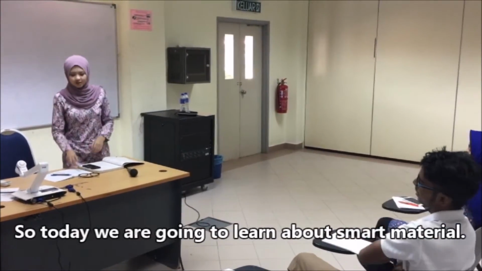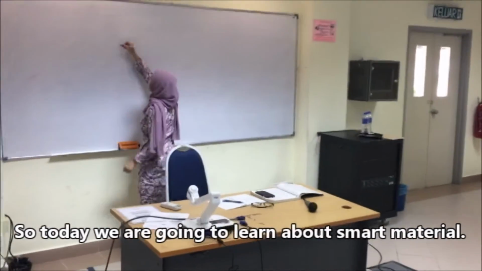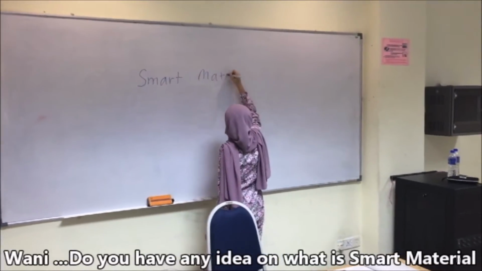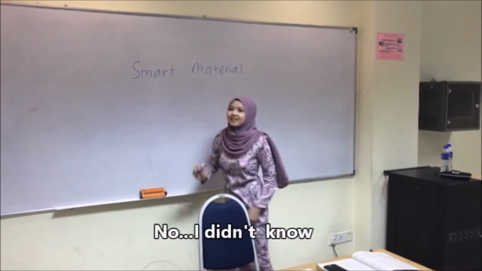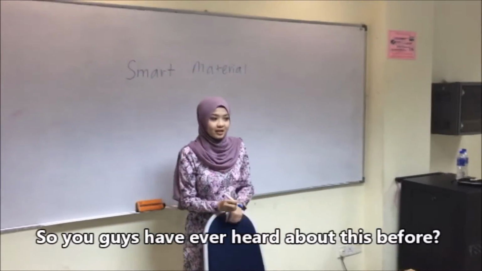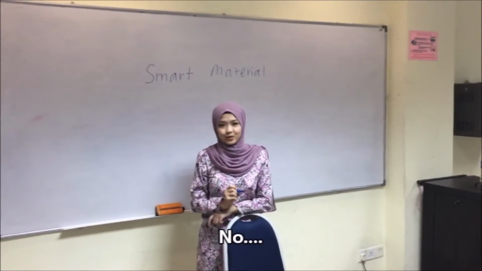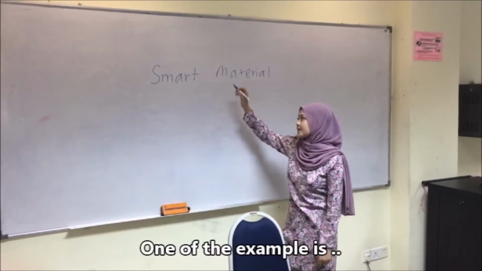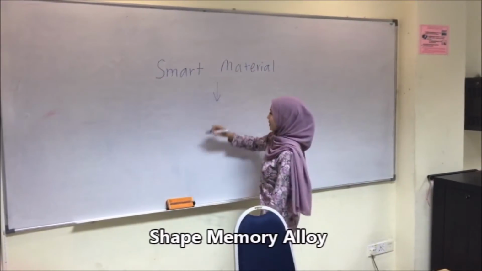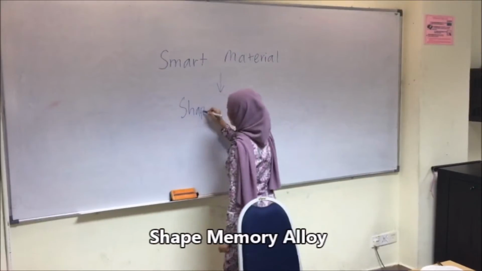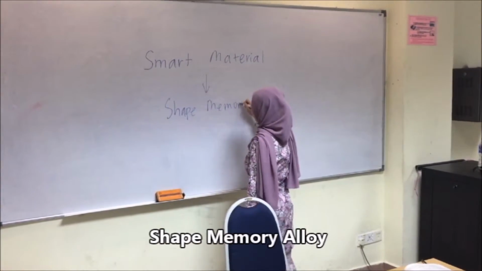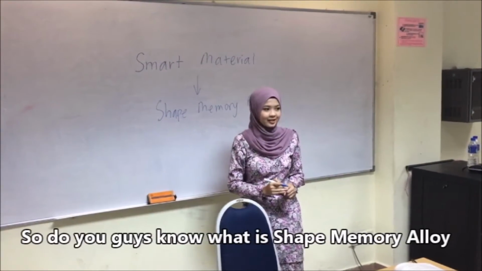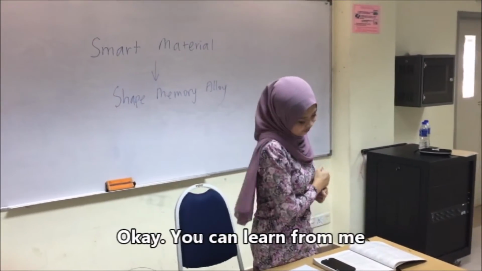Yes. So, today we are going to learn about smart material. Wow, smart material. Wani, do you have any idea of what is smart material? No, I didn't know. Do you guys ever heard about this before? No. Okay. Smart material is the biggest family of all. So, one of the examples is shape memory alloy. Do you guys know what is shape memory alloy? No, we have no idea. Okay, you can learn from today.